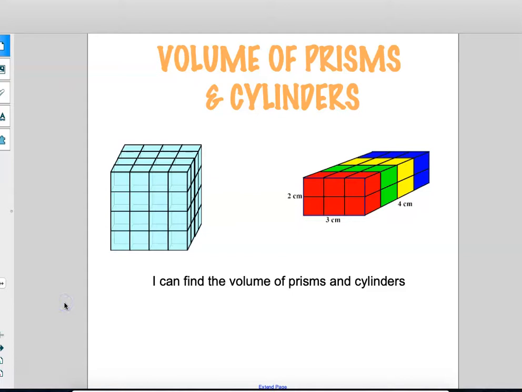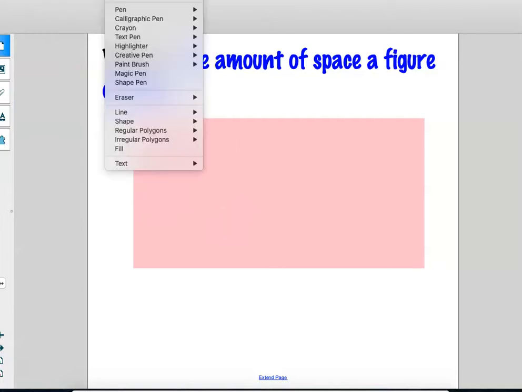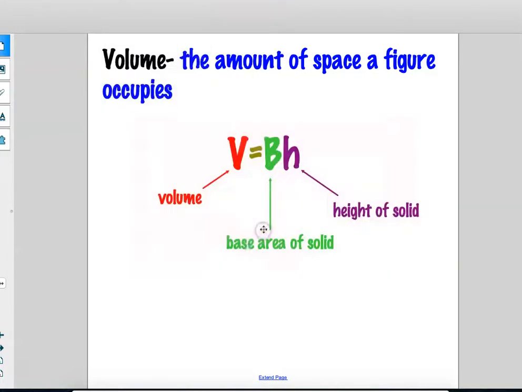I'm just going to go through a few slides with you quick before we move on to some problems here. If you want to write down a definition for volume, it's the amount of space a figure occupies.